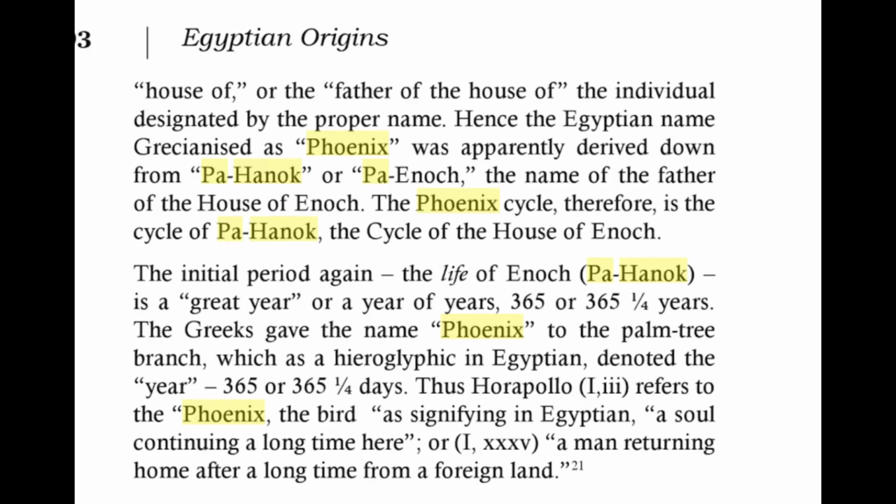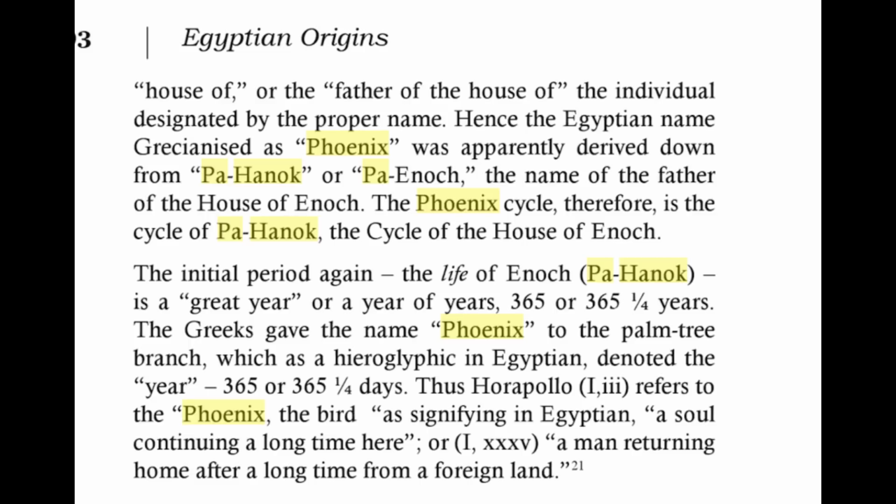Let's continue here. It says, the father of the house of the individual designated by the proper name, hence the Egyptian name Grecianized as Phoenix, was apparently derived from Pa-Hanok, or Pa-Enoch, the name of the father of the house of Enoch. The Phoenix cycle, therefore, is the cycle of Pa-Hanok, the cycle of the house of Enoch. The initial period, the life of Enoch, Pa-Hanok, is a great year, or a year of years, 365 or 365 and 1/4 years. The Greeks gave the name phoenix to the palm tree branch, which as a hieroglyphic in Egyptian denoted the year, 365 or 365 and 1/4 days.